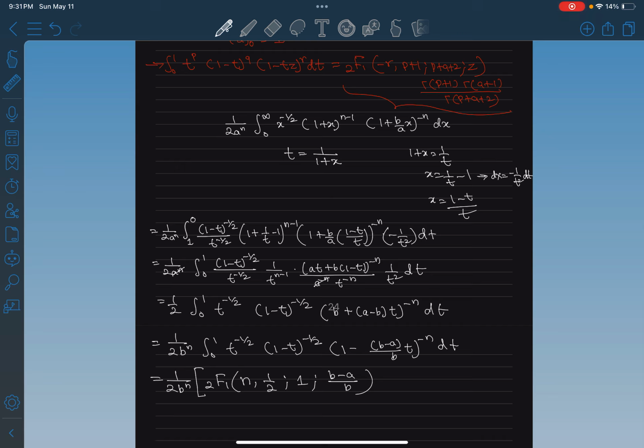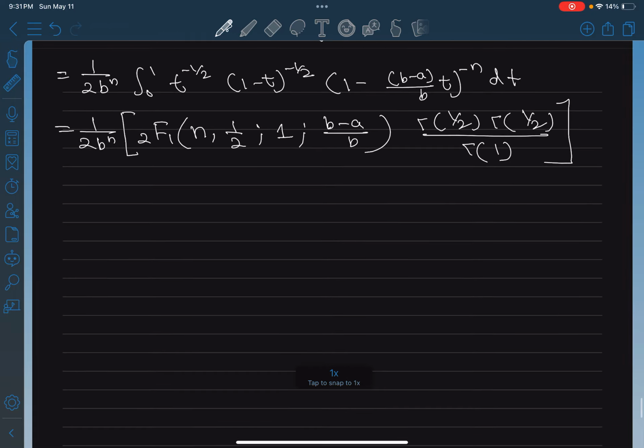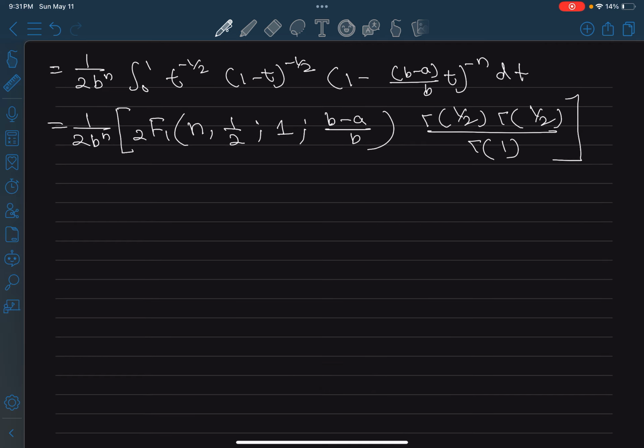And for the other part, this is gamma of negative half plus 1, which is gamma of half, gamma of again half, and half plus half, that's just 1. And yeah, we got the general answer, guys. Moment of happiness, no? Okay, now gamma of half is root pi, so root pi times root pi is pi. So pi by (2b) to the power n, and then 2F1 of n, half, 1, (b minus a) by b.